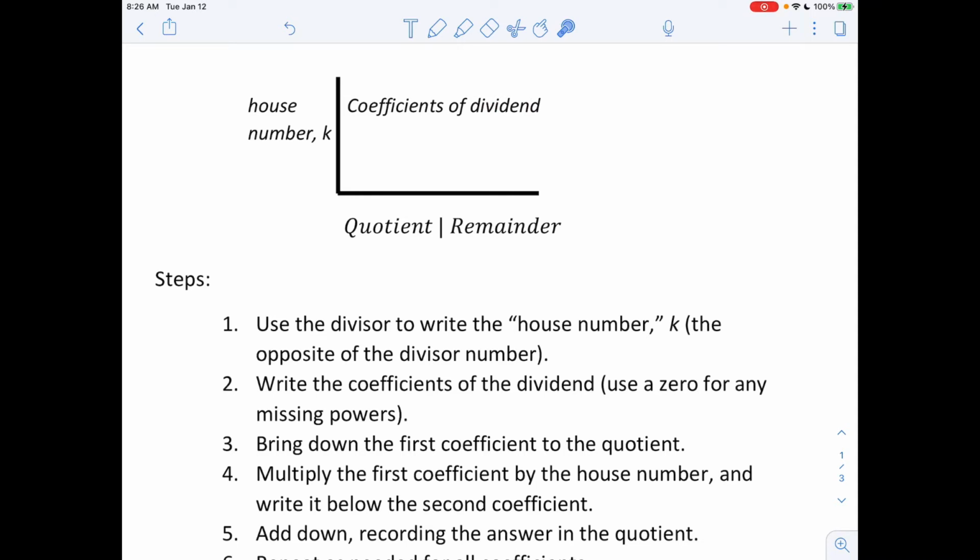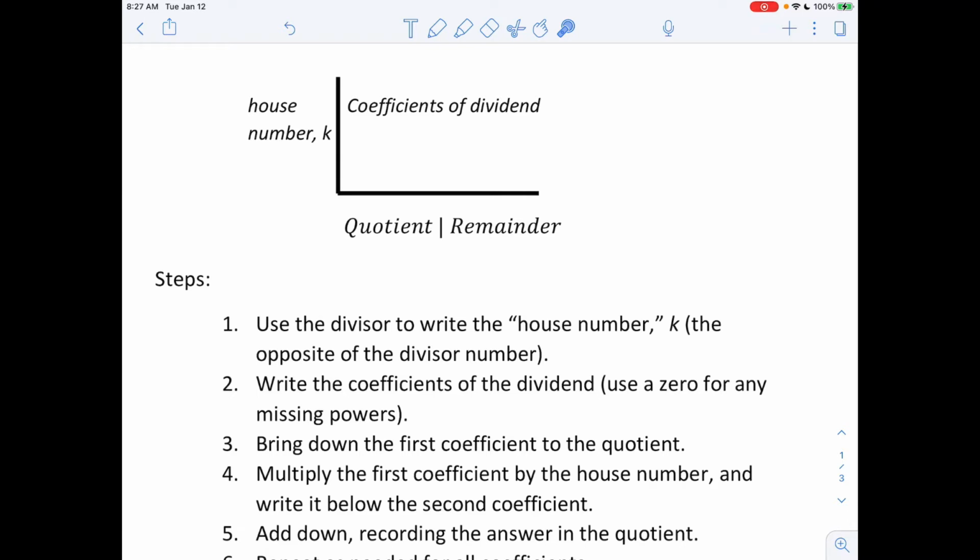The second thing you're going to do is fill in that first line of numbers, which is the coefficients of the dividend. Coefficients only, not the x's or the exponents. And just like with long division, we will use a 0 for any missing powers. So we're going to write all of our coefficients across here, making sure you leave plenty of space between them so you can tell where one number starts and the next one ends.